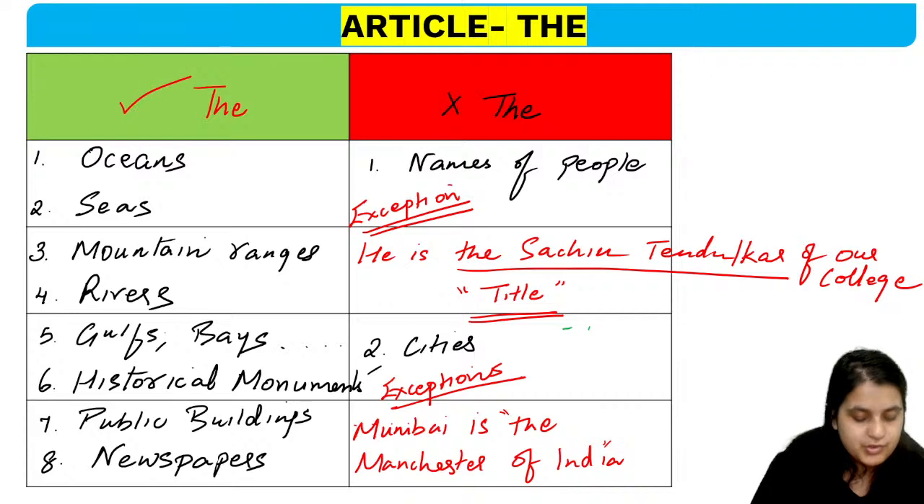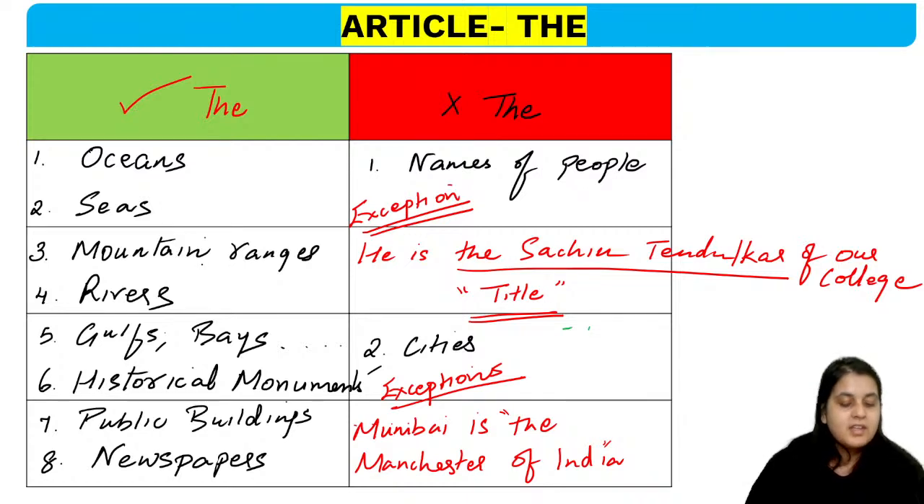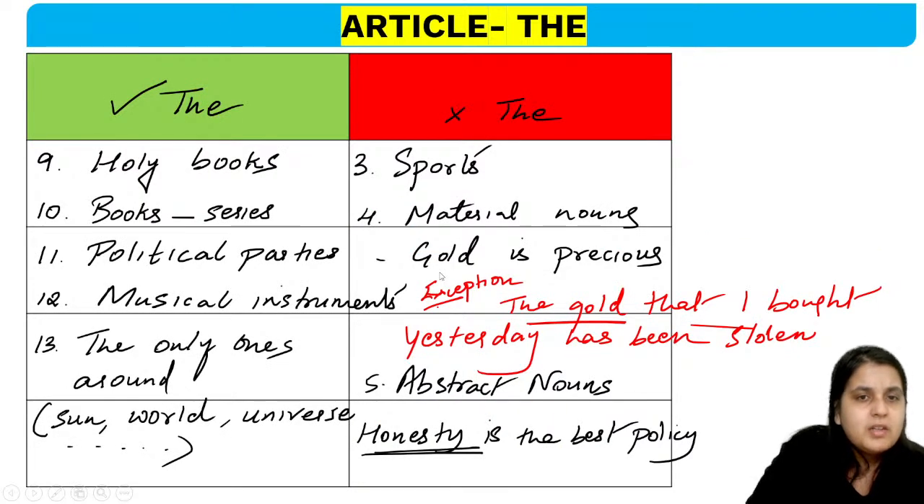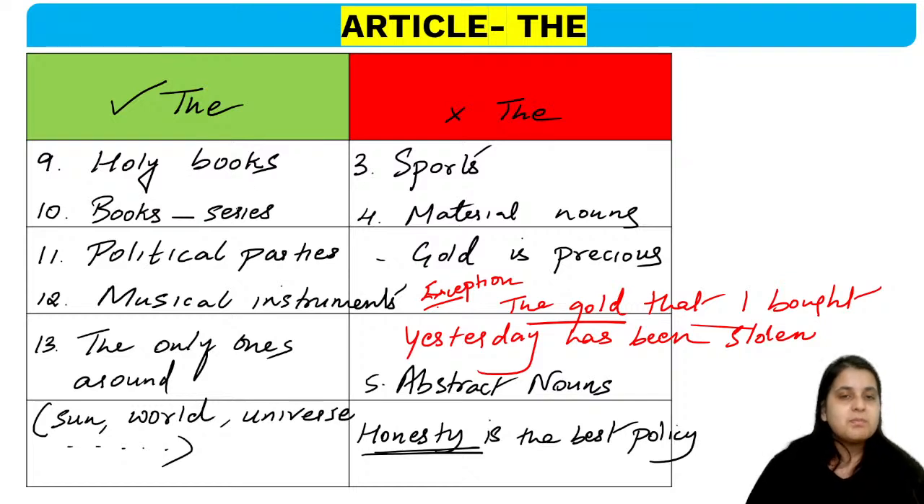So we use the before oceans. For example, the Indian Ocean, the Pacific Ocean. We use the before seas, the Arabian Sea. We use it before mountain ranges: the Himalayas, the Alps, the Rockies, the Andes. We use it before rivers, gulfs, bays, canals, deserts, historical monuments, public buildings: the Taj Mahal, the Qutub Minar, the Vidhan Sabha, the Parliament of India. We use it before newspapers, the Economic Times, the Hindu. We use it before holy books, sacred books, books which come in series or certain well-known books, epics also like the Mahabharata, the Ramayana.